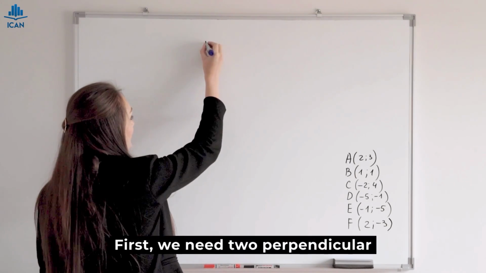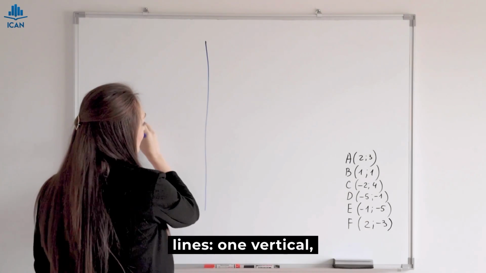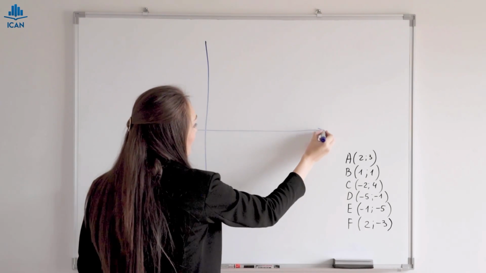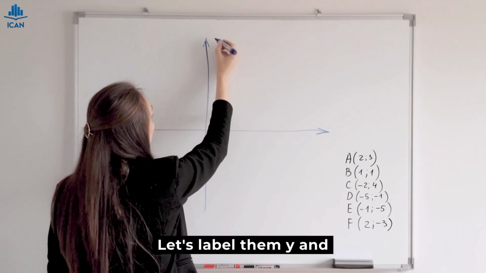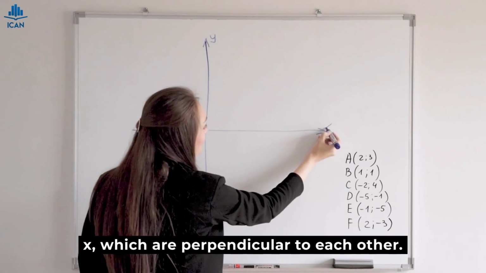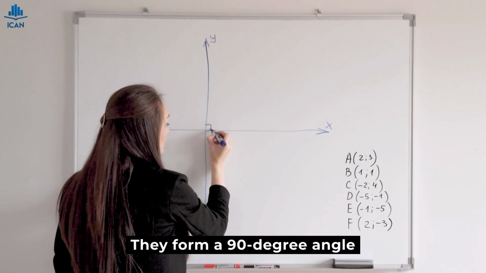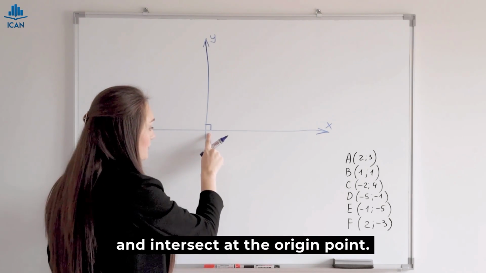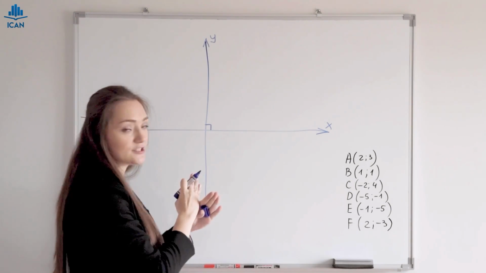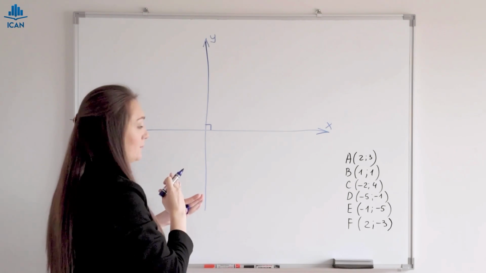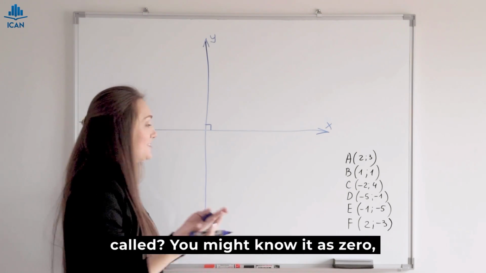First, we need 2 perpendicular lines, one vertical, one horizontal. Let's label them Y and X, which are perpendicular to each other. They form a 90-degree angle and intersect at the origin point. What's this point called? You might know it as 0, 0.